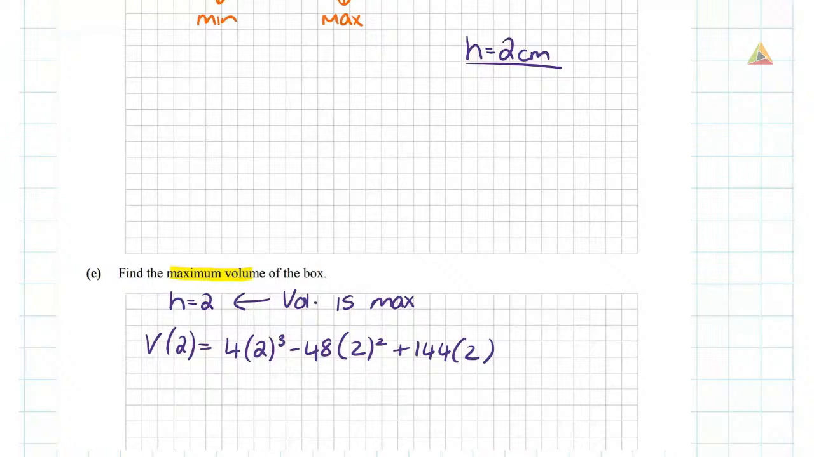And you're going to sub that straight into your calculator. You should end up getting 128. And because it's volume, your units are centimeters cubed in this case.